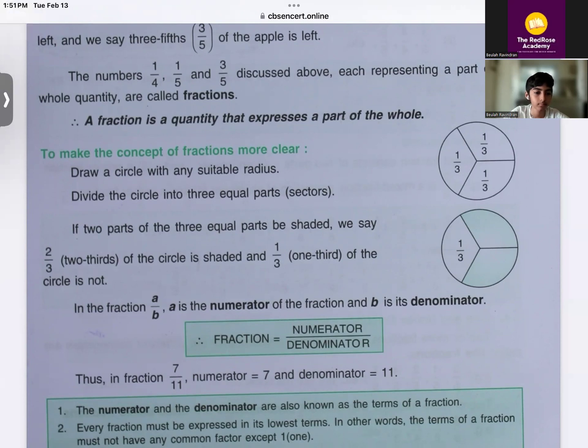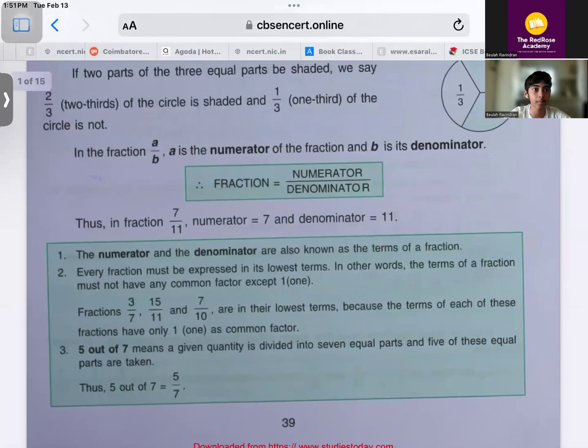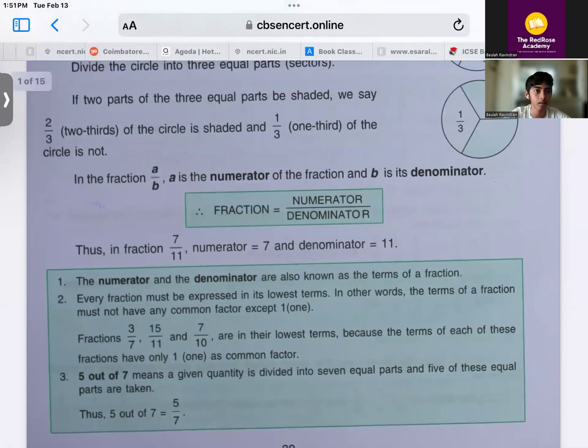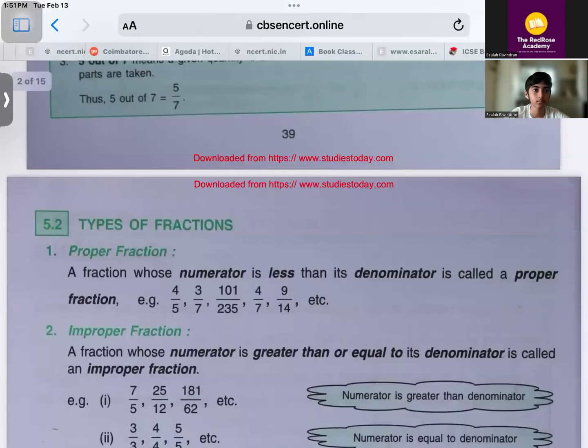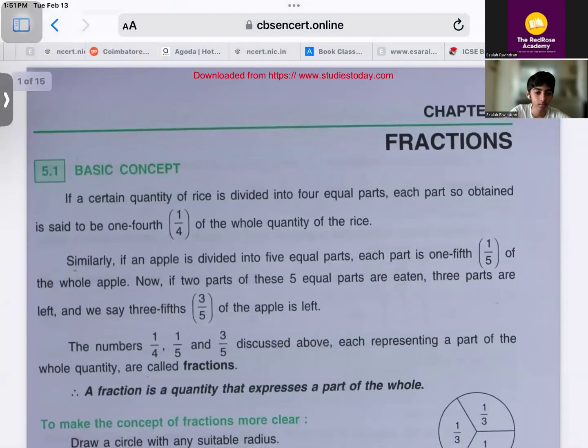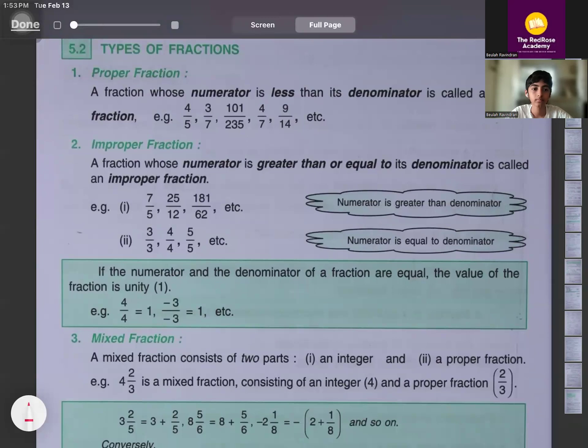So what is a proper fraction? If the numerator is less than the denominator. Improper means the opposite, vice versa: the numerator will be greater than the denominator.